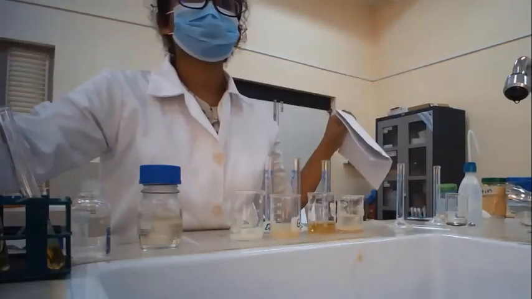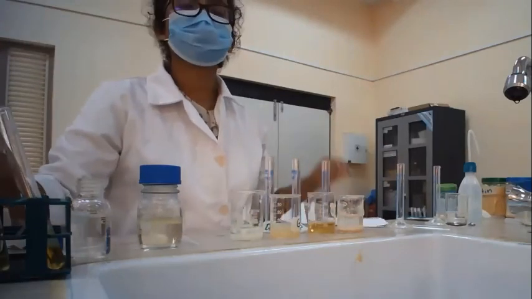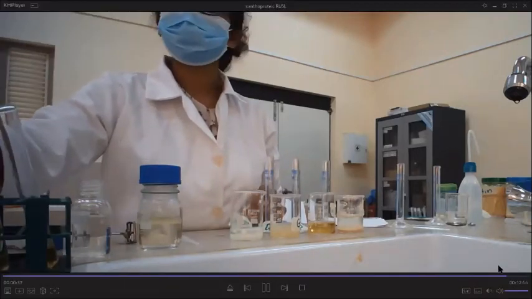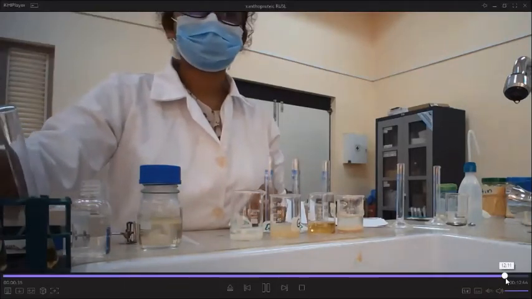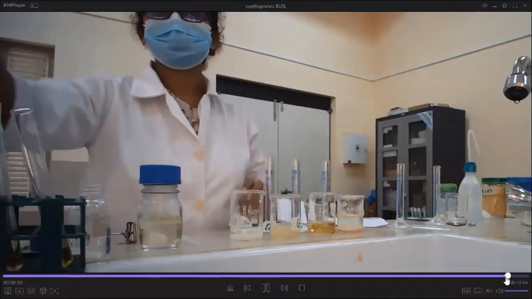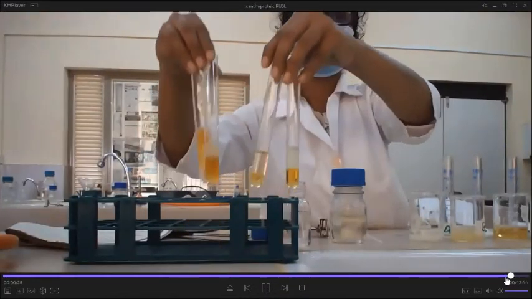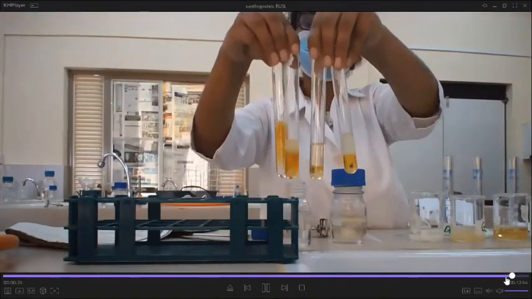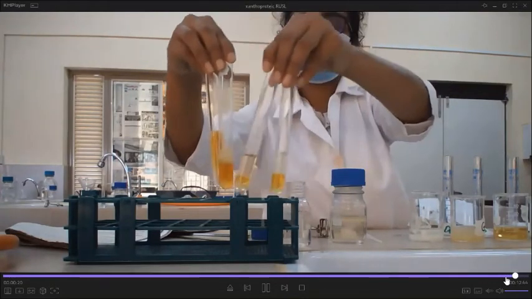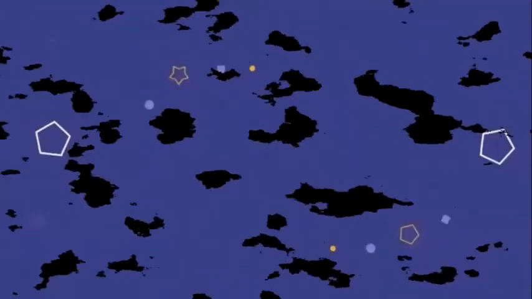So, the observation of this is that all the protein samples we used, either natural or synthetic protein, all of these samples gave a positive result for the xanthoproteic test.